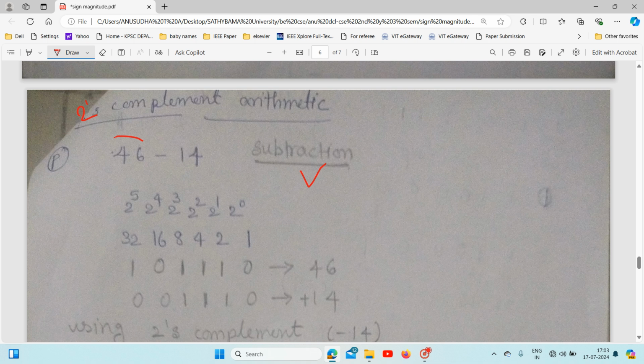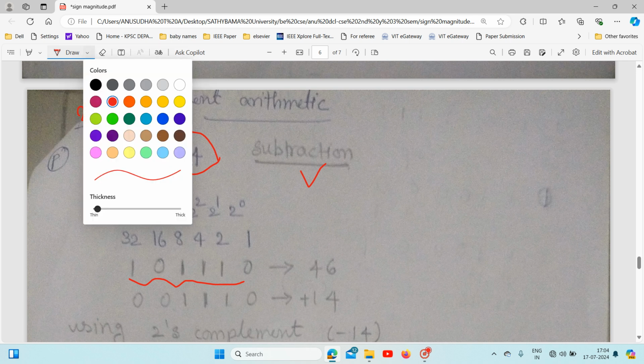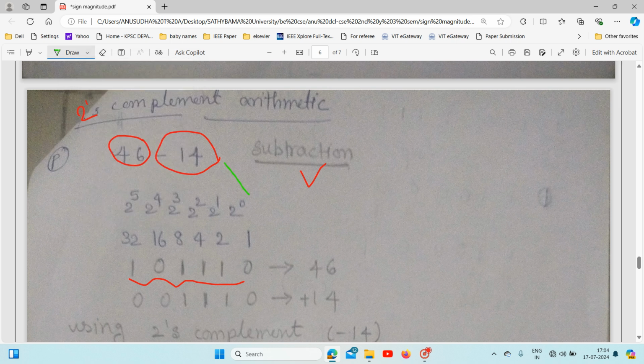So you know the representation of 46, right? So this is the 46 binary number, right? So the decimal value of 46 and its binary number, right? So I have to take 2's complement for minus 14. So where should I have to take 2's complement for the minus 14?